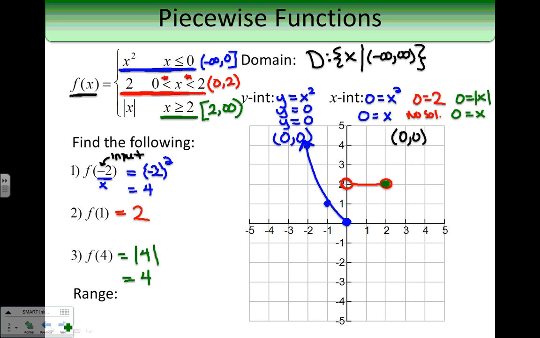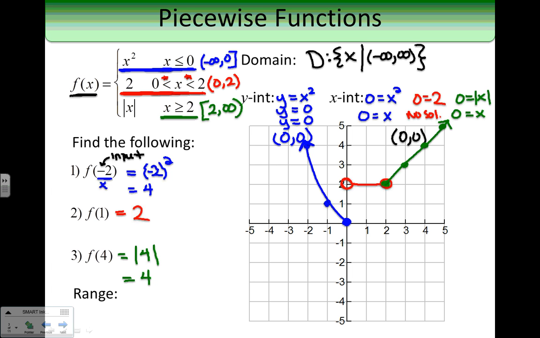Then I'm going to keep going because it's anything greater than 2. So if I plug in 3, the absolute value of 3 is 3. Plug in 4, the absolute value of 4 is 4. And 5. And since this one goes on to infinity, we can draw an arrow. So here are the 3 different pieces of my piecewise function. Each one only spans over the specified domain that's given to you in the very beginning.